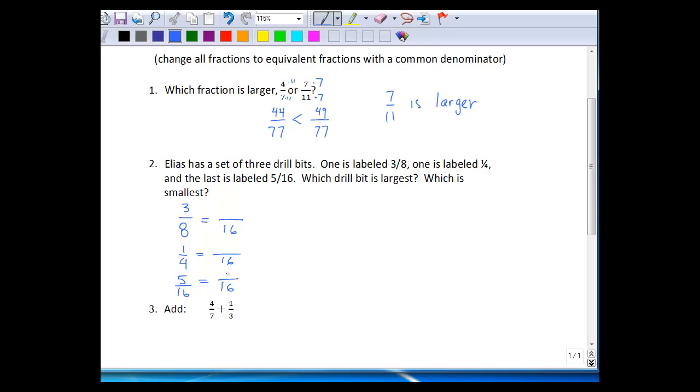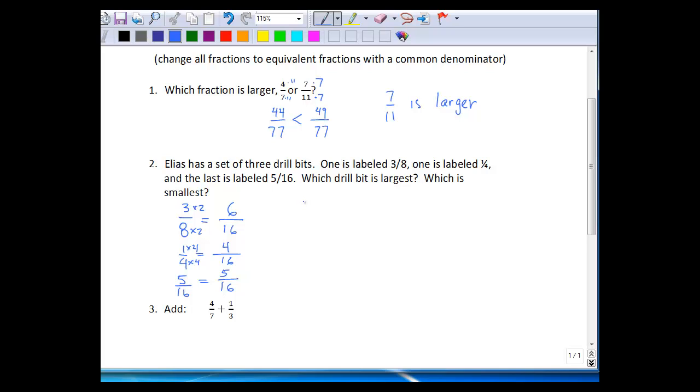This last one here, 5/16, that's already 16ths, so I'll leave that the same. This first fraction, 3/8, to turn an 8 into a 16, I need to multiply by 2, so that's 6/16. And the 1/4, to turn the 4 into a 16, I have to multiply by 4, so that's 4/16. So I've got 6/16, 4/16, and 5/16.